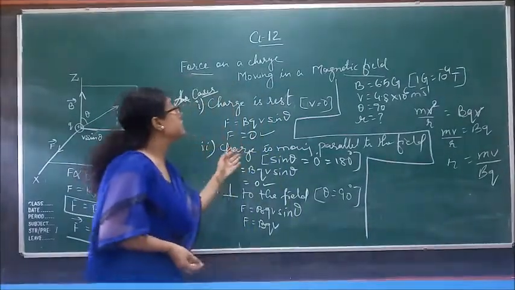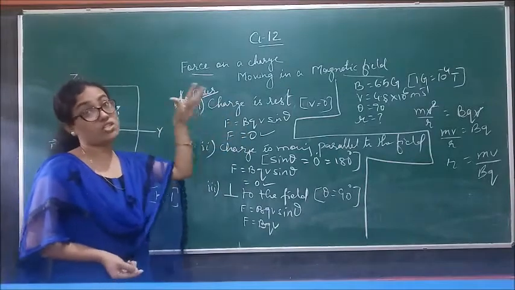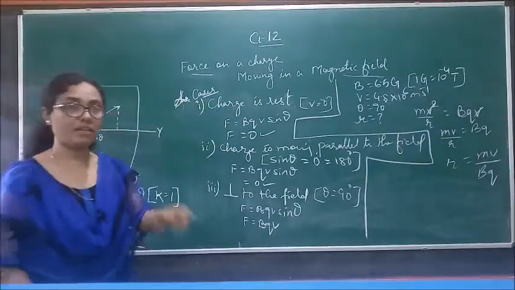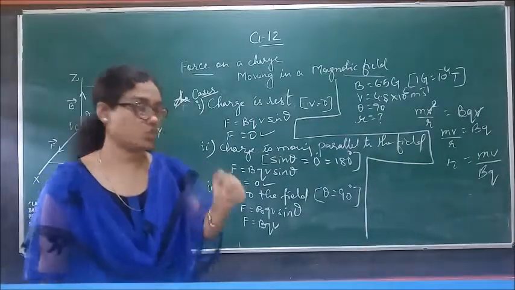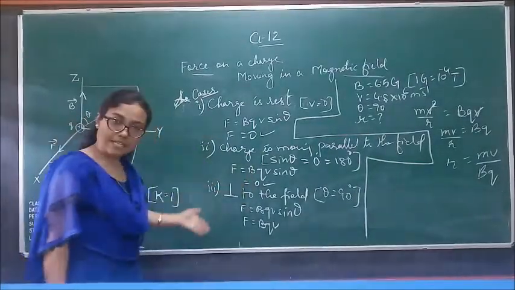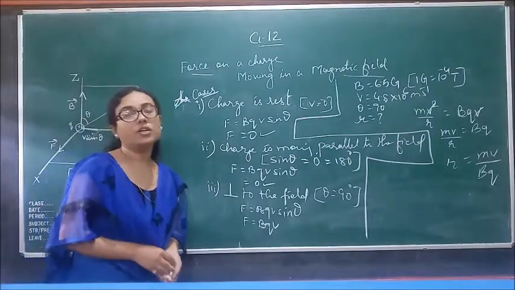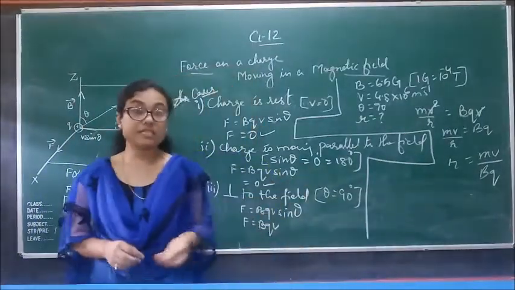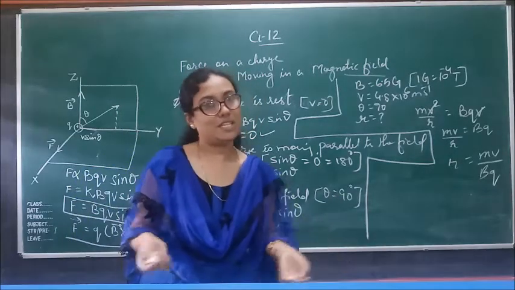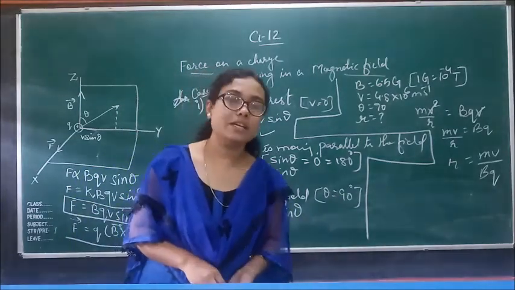Okay, today we completed how much force is acting on a charge when it is moving in a magnetic field, and that force is known as the magnetic Lorentz force. Okay, three cases are there, and we did one numerical. Tomorrow we are going to start a new topic. Please revise it. It is very important as well as very easy. F is equal to BQV sine theta.